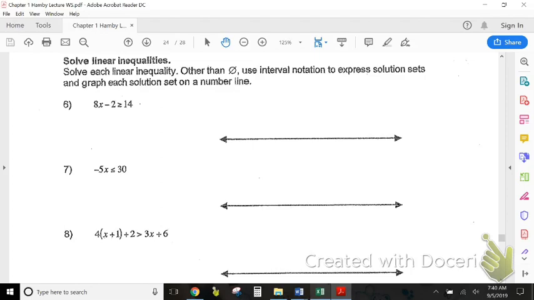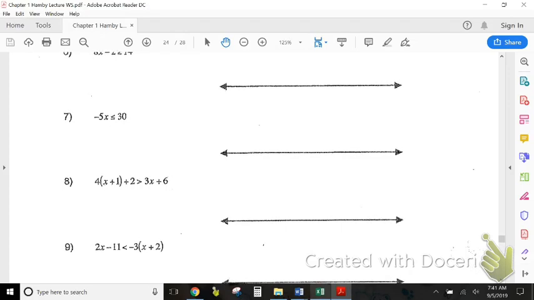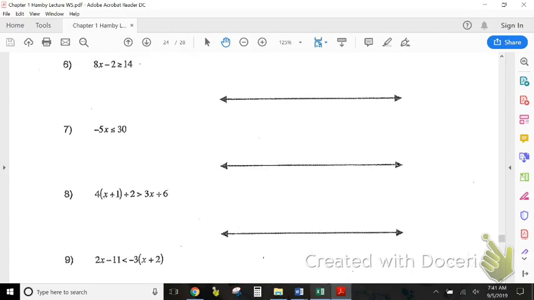All right, so look at number 6. Actually, move this up a little bit now that we don't need the directions. All right, number 6. What are we going to do? Add the 2. Does my inequality sign change? No. So we get 16. Then what? Divide by 8. Does my inequality sign change? No. Because we didn't divide by a negative number, did we? It was positive 8. All right, so x is greater than 2.